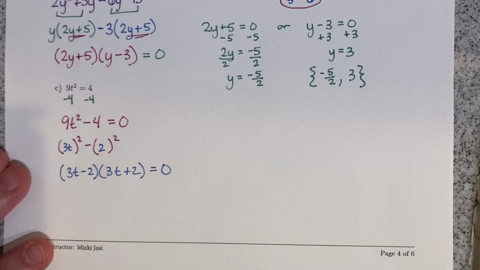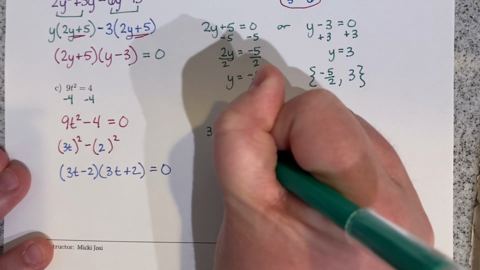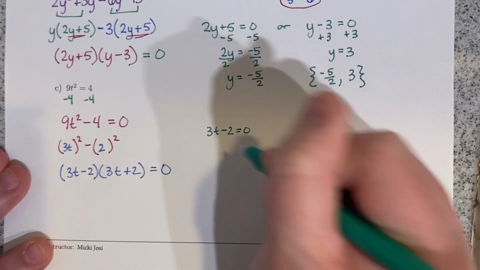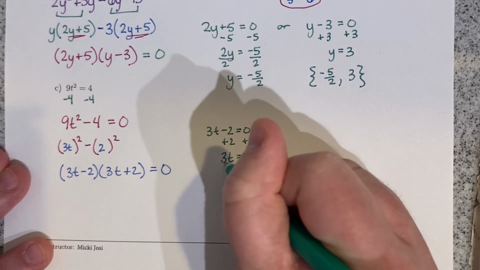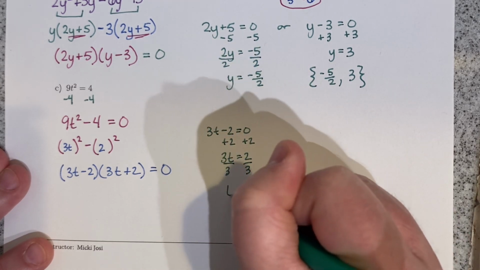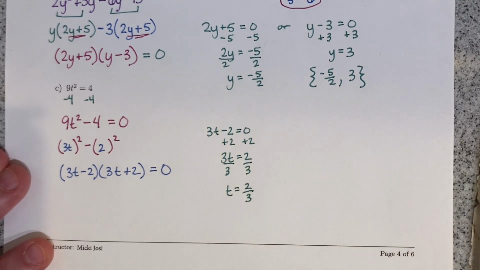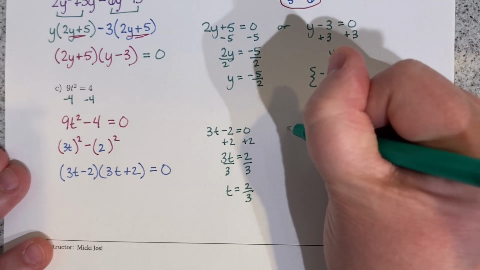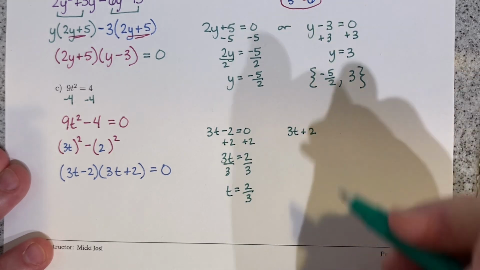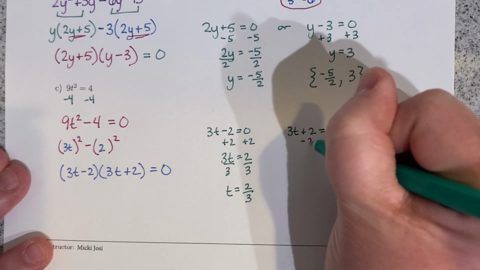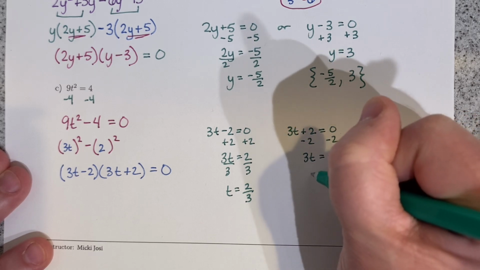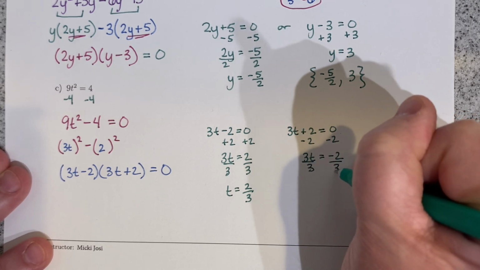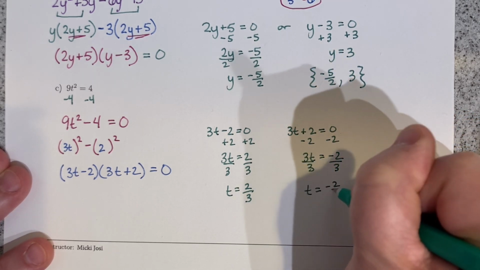All right, we gotta get t alone in both of these. So 3t minus 2 equals 0. I add 2 to both sides. 3t equals 2. Divide by 3, divide by 3. T equals 2/3. Well, what's going to change with the other one is that we have to subtract 2 from both sides. So 3t is negative 2. Divide by 3. T is negative 2/3.